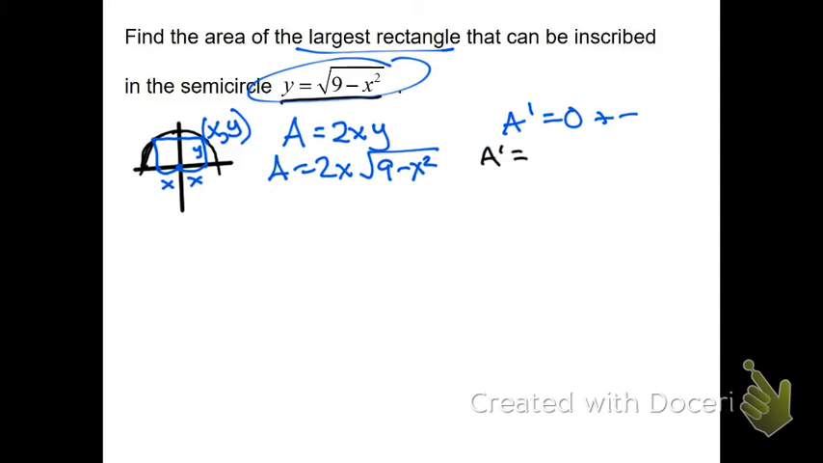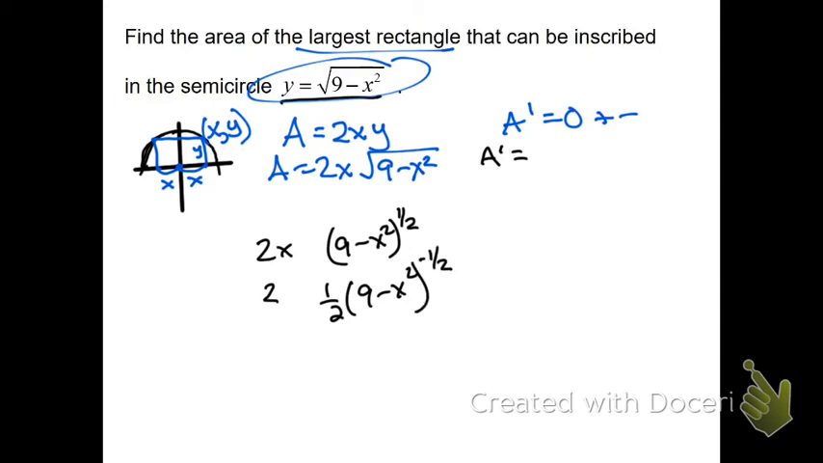So I'm going to do a product rule. I have a 2x and a (9 minus x squared) to the 1/2 power. The derivative of 2x is 2. The derivative of this guy is 1/2 (9 minus x squared) to the negative 1/2 times the derivative of the inside, which is negative 2x. And those 2's will cancel. Okay, so my derivative will be, I need to make a little more room for this.